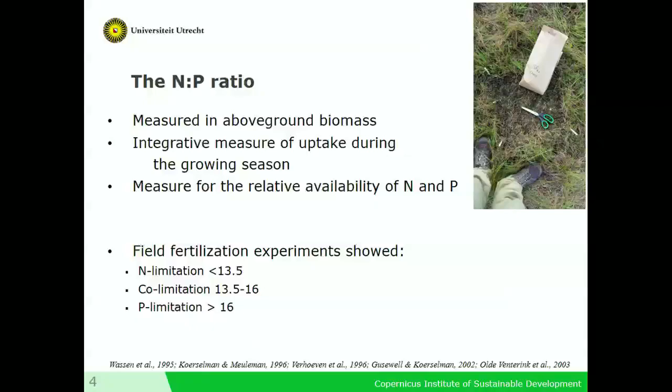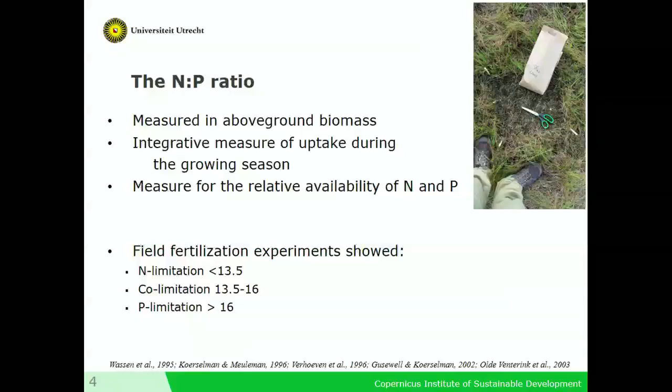So what is this NP ratio? It is not measured in soil, it's measured in above ground biomass. As you can see on the picture, what you just do is you cut a piece of vegetation, you dry it, you take it to the laboratory, and you measure nitrogen and phosphorus contents. It is an integrative measure of the uptake of the vegetation during the growing season. To do so, you of course have to measure it at the peak of the growing season. And as I said before, and I'm pressing this point, it is a measure for the relative availability of nitrogen and phosphorus. Many studies have been done.